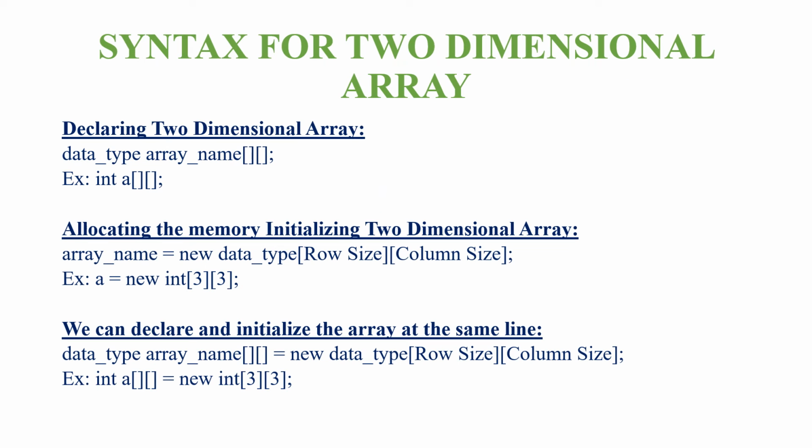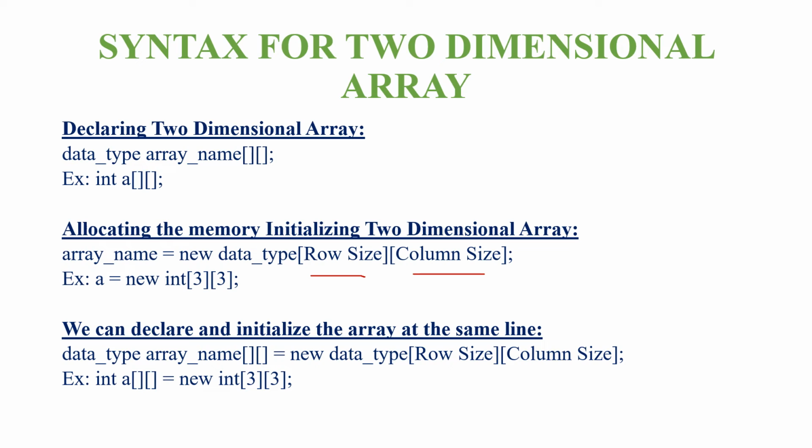Now let us see the syntax for two-dimensional array. The syntax for one-dimensional array and two-dimensional array is almost similar. In one-dimensional array, the elements are stored in linear arrangement, so one size is enough. In two-dimensional array, the elements will be stored in rows as well as in columns. So we will be requiring both row size as well as column size.